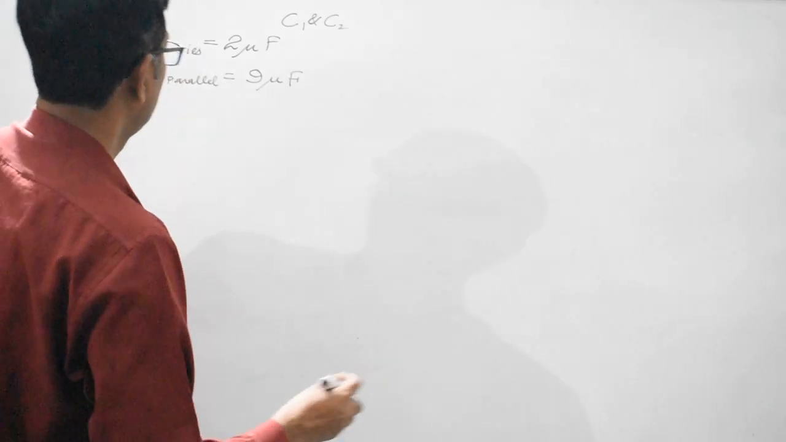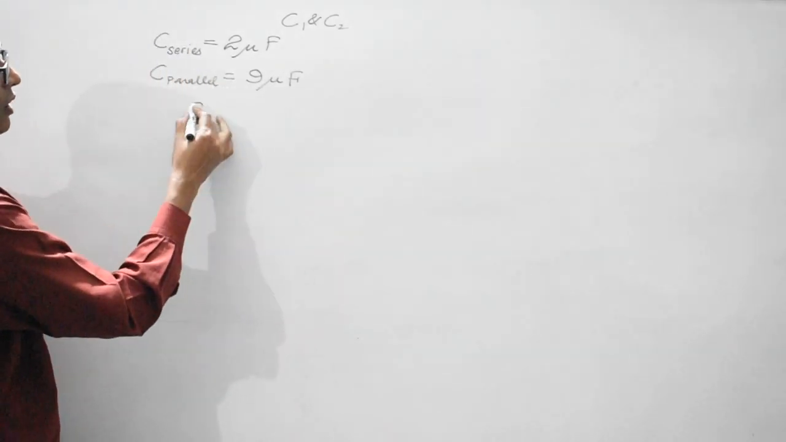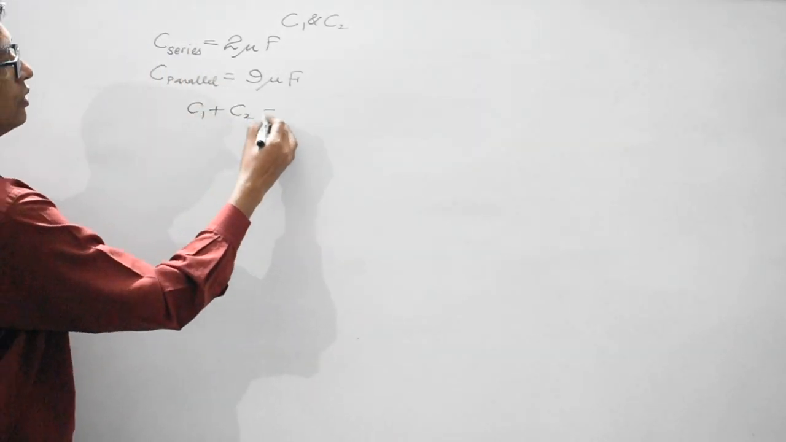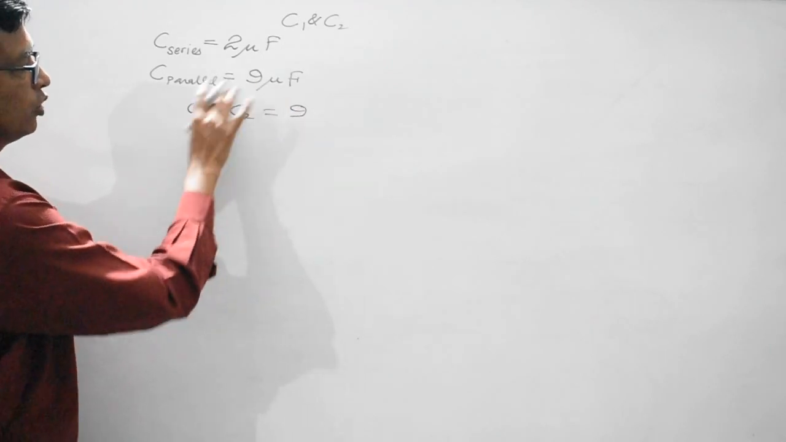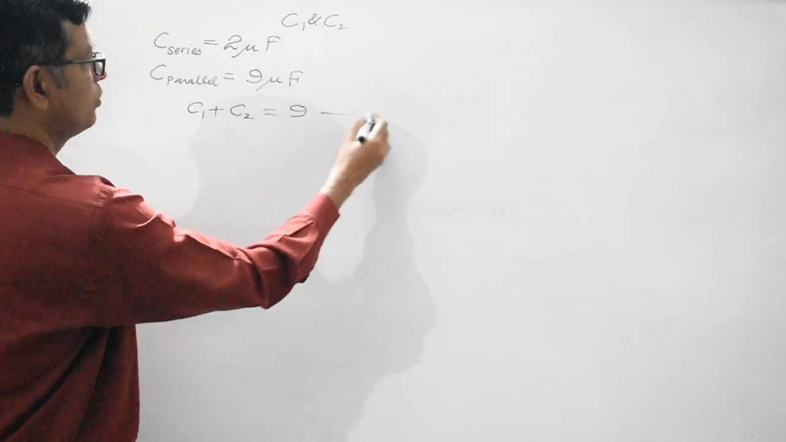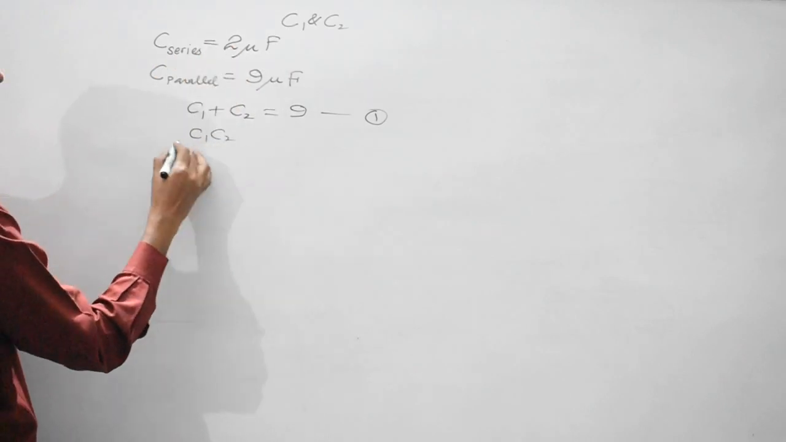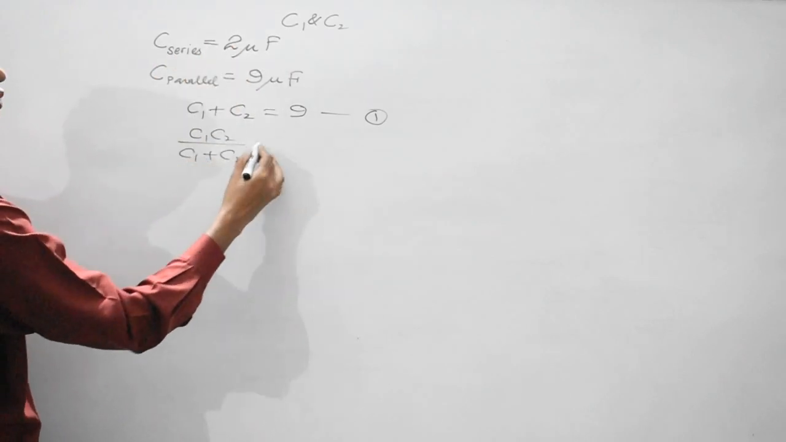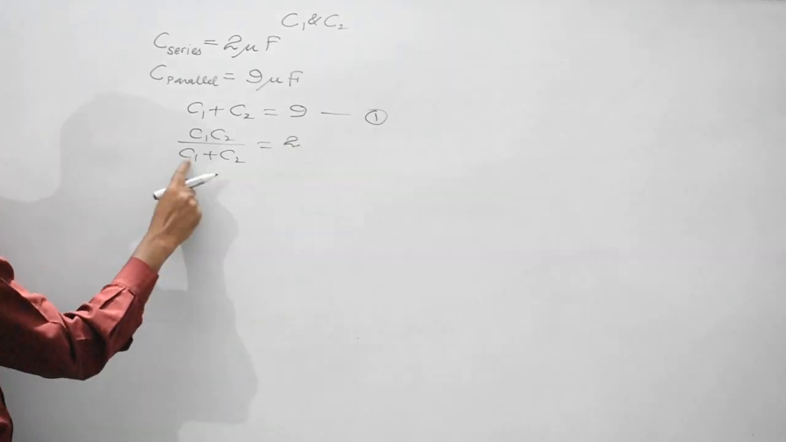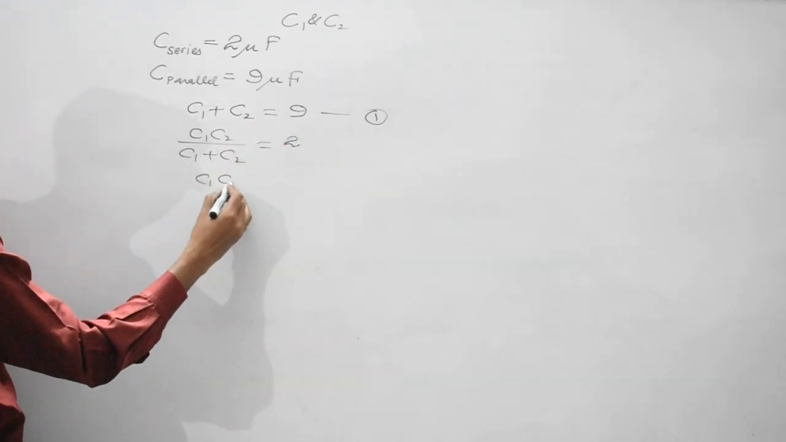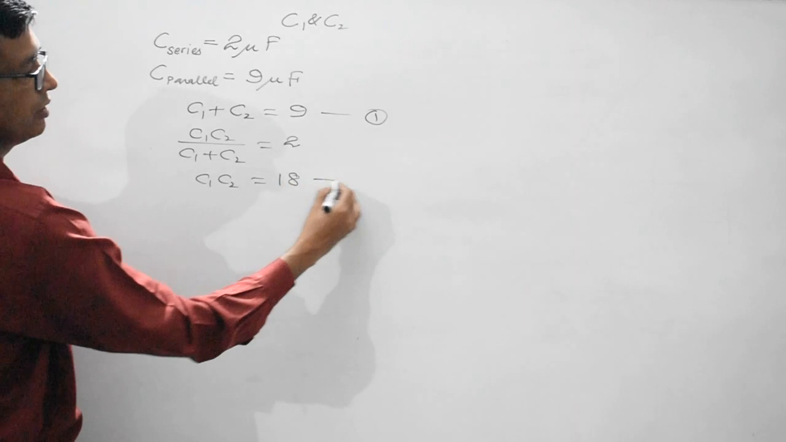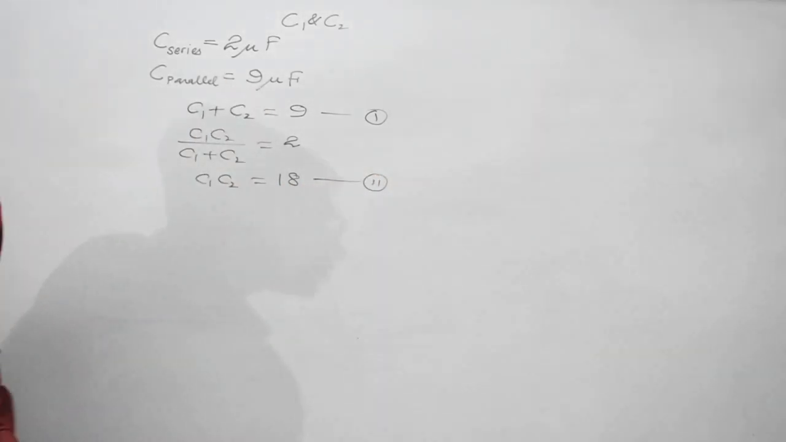Let's do it. Now look, in parallel, what's the formula for parallel? C1 plus C2. It's given to be 9. I'm going to state C1, C2 in microfarad. So put this as equation 1. In series, what's the formula? C1 C2 divided by C1 plus C2. It's 2. C1 plus C2 is 9. Therefore, C1 C2 becomes 18. So these are the two equations.